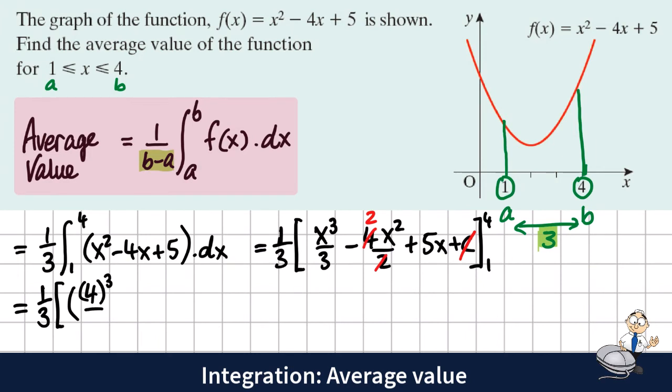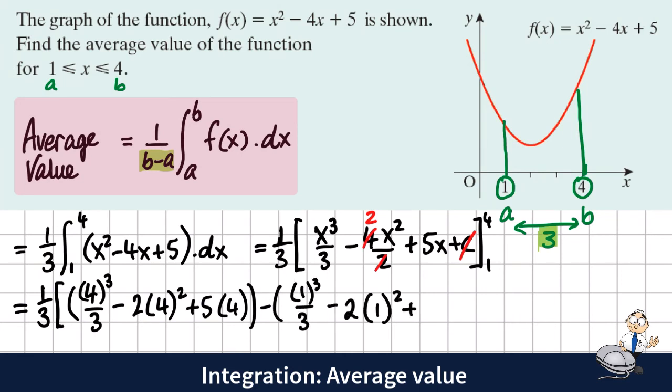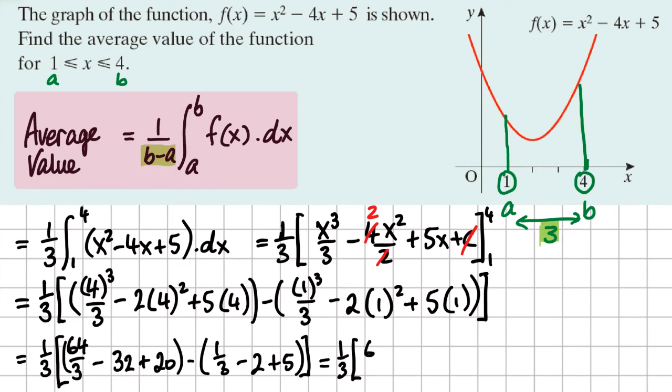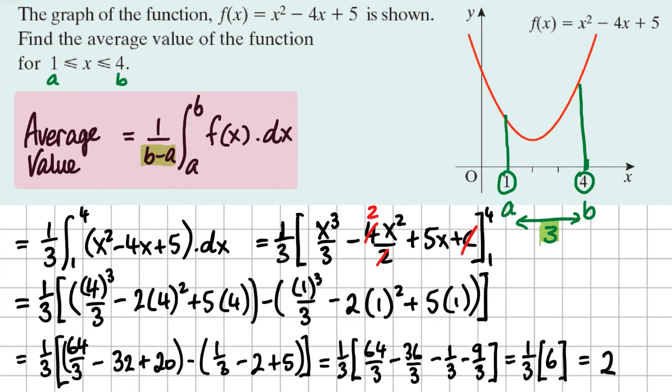So we evaluate, I'll do it quickly here, we're going to sub in the value 4 for x and evaluate it, and take away the answer when we sub in 1 for x. You could use a calculator at this stage to speed up this calculation. And we see it all evaluates to be 2. So 2 is the average value.